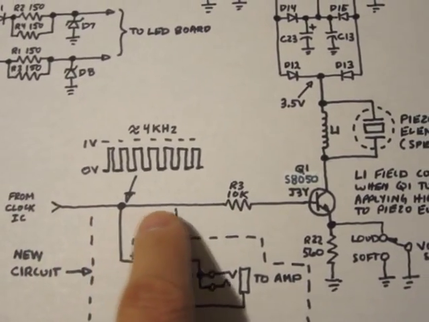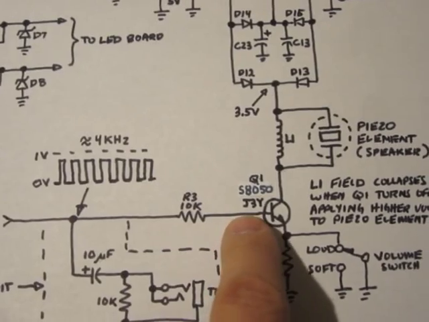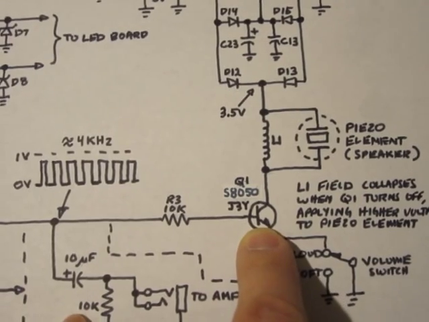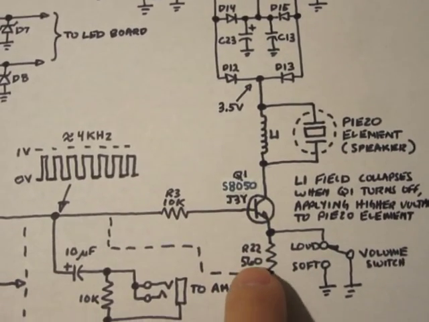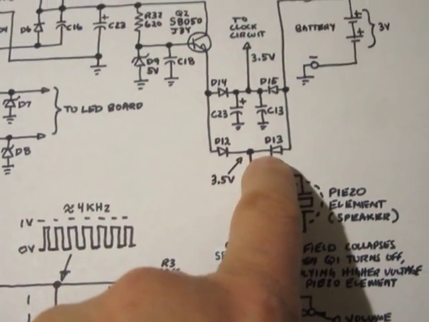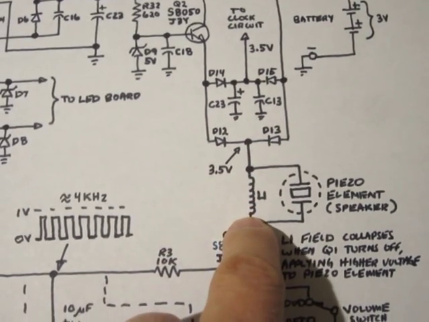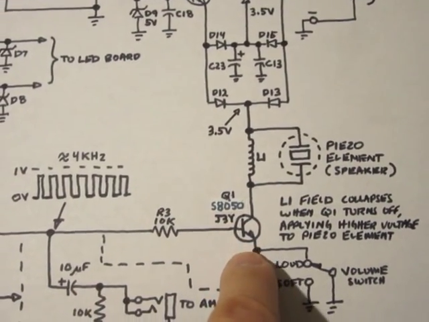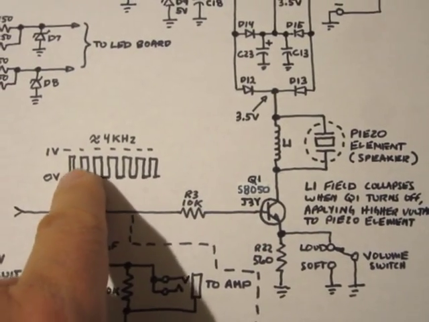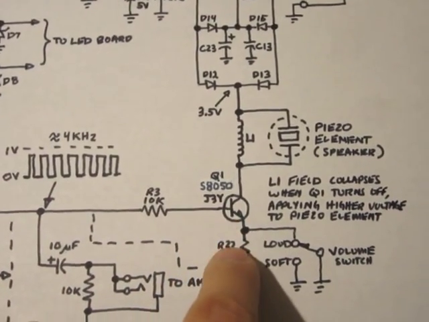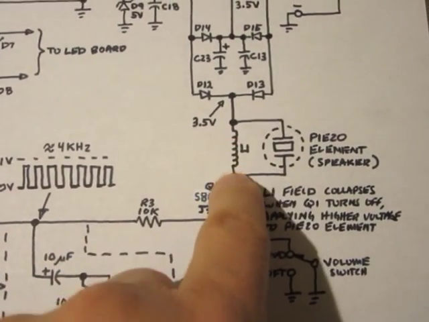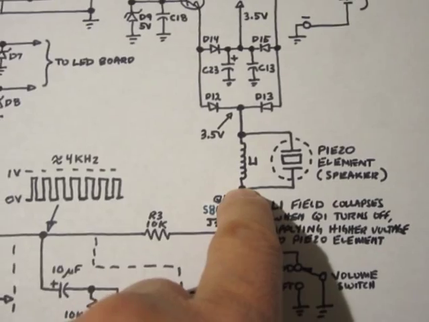It comes straight from the clock IC, goes through a 10K resistor into the base of Q1, which is another S8050 surface mount transistor, and that goes through a 560 ohm resistor to ground, and that sinks the current from this power supply here through a small inductor, through the transistor, through the resistor to ground. Every time the signal goes high, it turns the transistor on, and that sinks current through this path and builds a field in the coil.